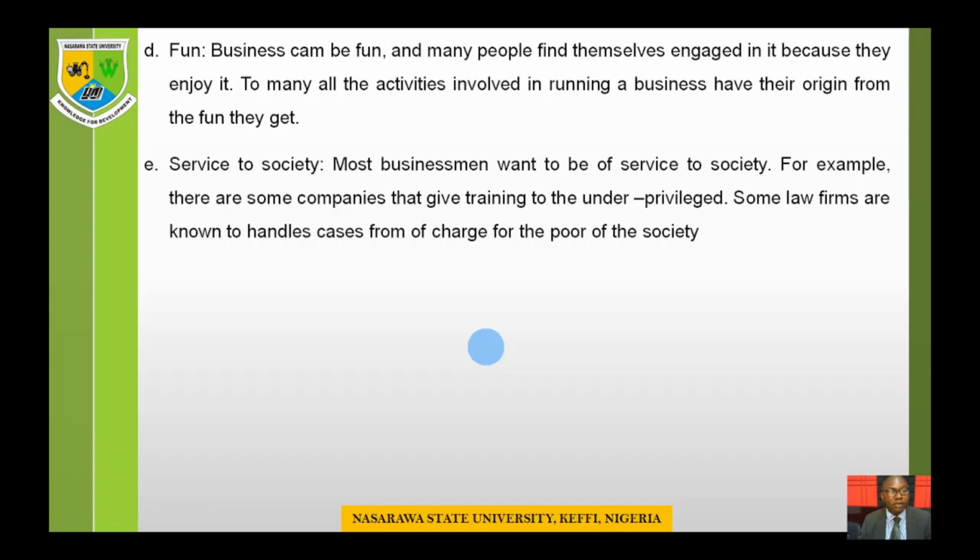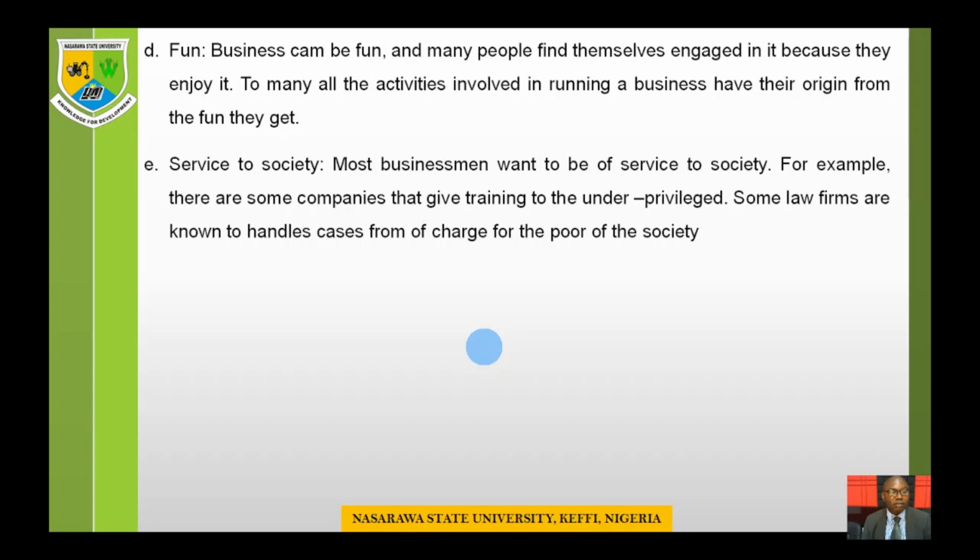D, fun. Fun is another objective why people establish business. So business can be fun, and many people find themselves engaged in it because they enjoy it. To many, all the activities involved in running a business have their origin from the fun they get. That is, day to day, you move out of your house. Every day you go out there to go and do one kind of business or the other. That is the fun of it.